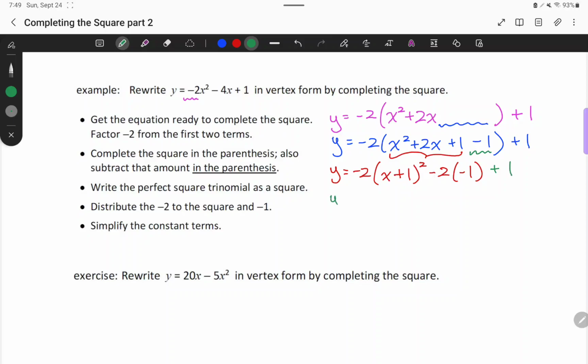So at this point I can try and combine any like terms. I'm going to leave this part factored because I want it factored for vertex form. Negative 2 times negative 1 gives us plus 2, and then plus 1 will be plus 3. So our final answer is going to be y equals negative 2 bracket x plus 1 squared plus 3. And that's the basic steps that we'll follow. So we're going to do that over a few times with some exercises that you have on your sheet as well. You can follow along on another piece of paper.